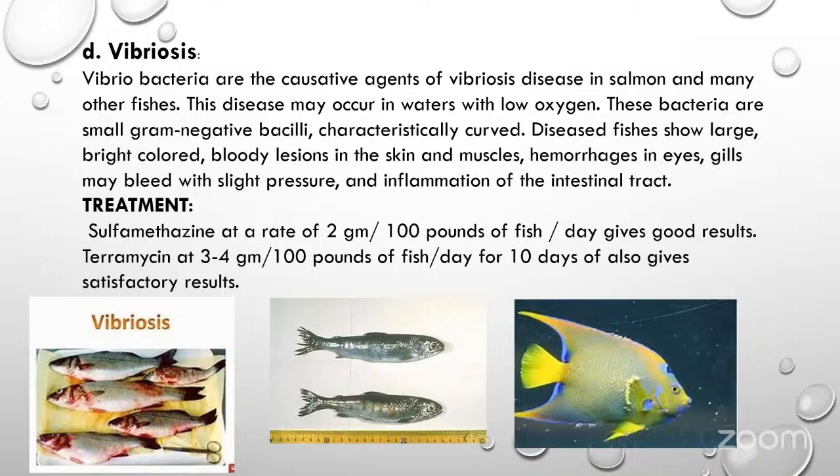It has bright colored lesions, bright red in color, in the muscles, and hemorrhages in the eyes also. Hemorrhage means there is bleeding in the eyes. Gills also may bleed. So this is how the affected fish look.